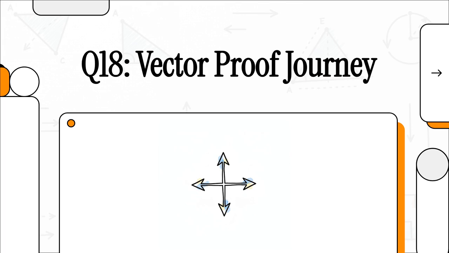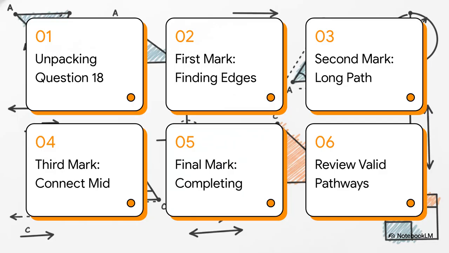Nope. Instead, we're going to chart literally every single valid pathway to full marks, using the exact wording directly from the official mark scheme. So if you've ever looked at vector proofs and felt entirely intimidated, hey, you're in exactly the right place. Let's do this. Here is our quick roadmap for the explainer today. We'll start by unpacking question 18. Hit the first mark by finding edges, move on to the second mark, which is the long path, grab the third mark by connecting midpoints, and finally, complete the proof before reviewing all valid pathways.